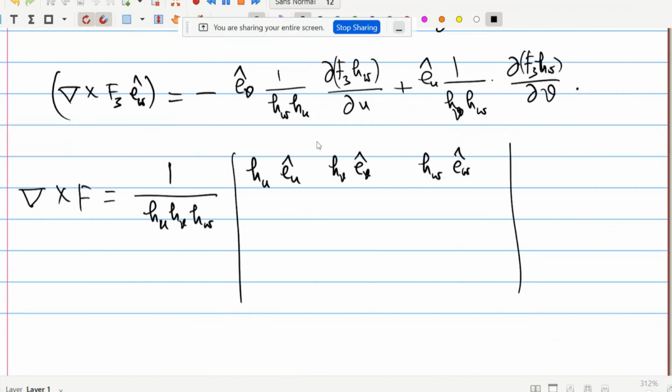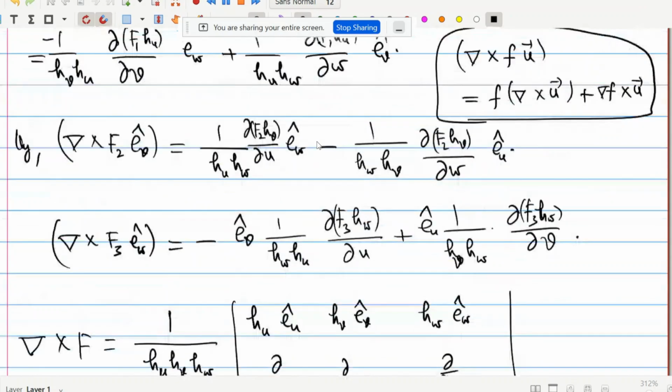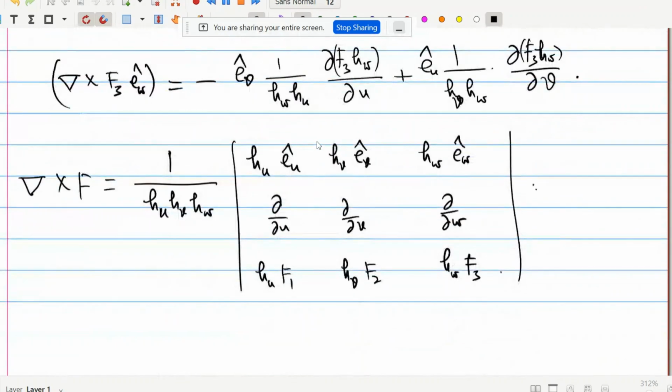These are the three components in the first term. And then dou U, dou V, dou W. And here HU F1, HV F2, HW F3. So if you actually try to do this determinant and add all these three components, del cross F will be the same. So you can put it in this form. You can remember this one. Okay. In general.